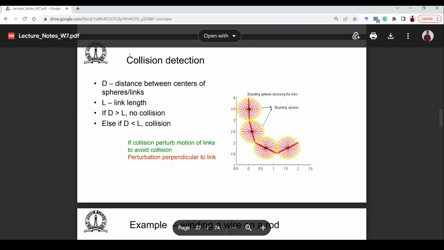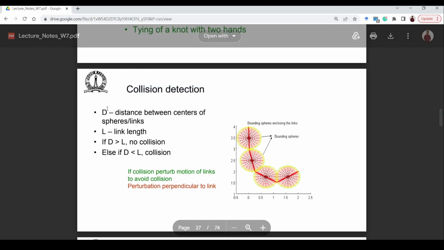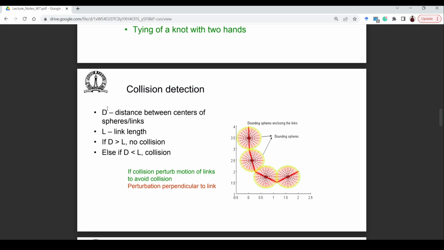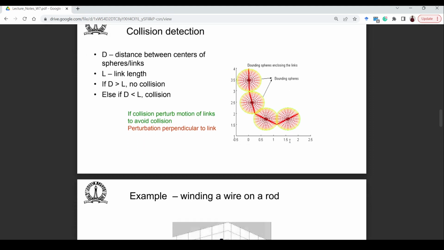And then there was some discussion on collision detection. There are many different methods of collision detection. This particular method is a very simplified method in which you're approximating all the links with spheres and then checking if the spheres are colliding or not, because checking collision for spheres is quite easy. You just have to check if the distance between the centers is greater than or less than the link length of the robot. Of course this will not give you the actual collision status, but for the tractrix based approach, this works well enough.